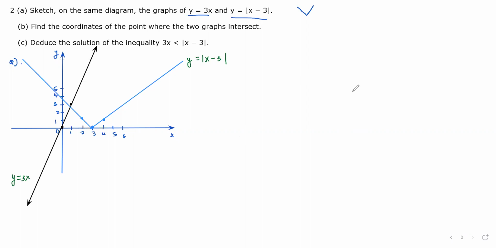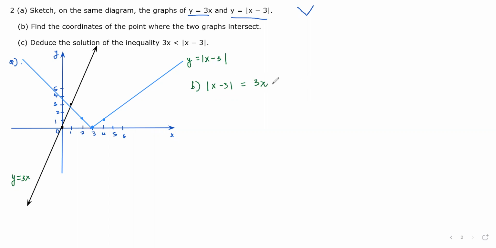Part B, find the coordinates where the two graphs intersect. From the graph, it appears that the modulus function intersects the linear graph at only one point. When the two graphs intersect, they share the common y coordinate. So over here, modulus of x minus 3 equals 3x.